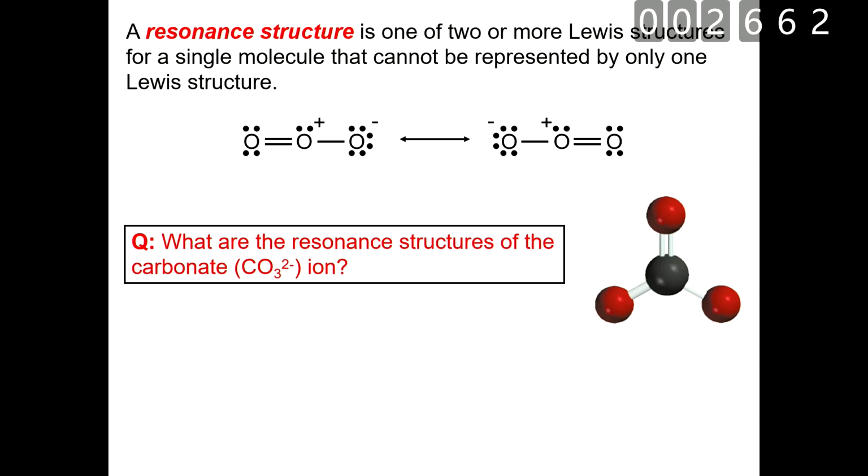So basically, the structure is like this. This is carbon, this is the oxygen. And between the carbon and oxygen, there are one double bond and two single bonds. How to draw the resonance structures of this ion?